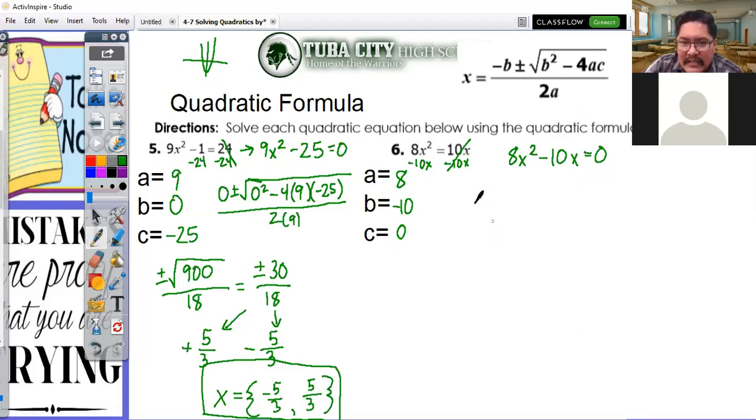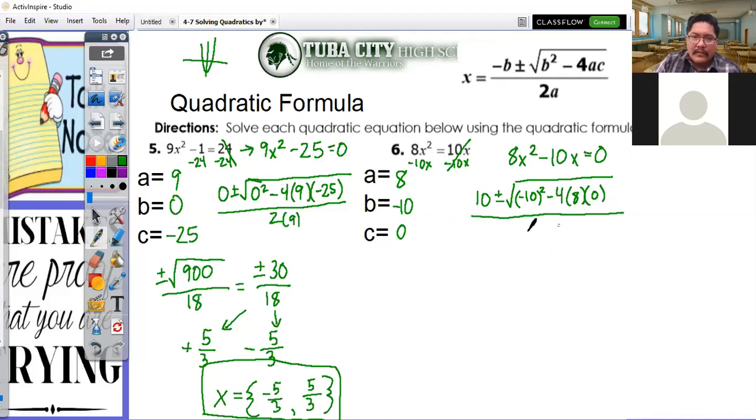So let's start plugging things in. Remember, it's going to be plus and minus. So it's going to be the opposite of -10, which is +10, plus or minus the square root of B squared. So here I have -10 squared minus 4AC. If you notice, with the last one we had a weird thing where some of the things dropped out. Something similar is going to happen over here. So I have 2 times our A value, which is 8.